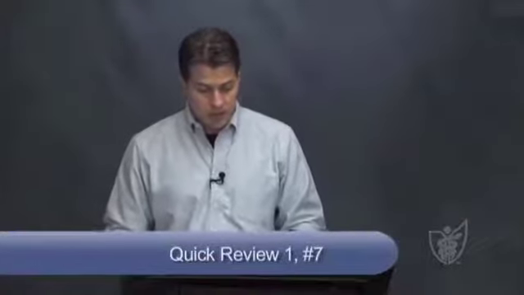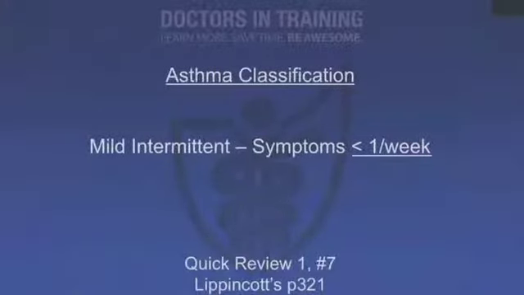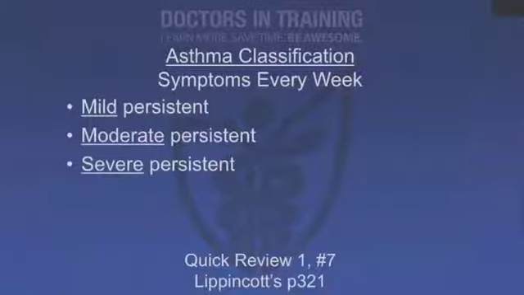Number 7, the classifications of asthma. Just to briefly review these again, if it's intermittent asthma and you have symptoms such as cough or wheezing occurring less often than once a week, it occurs intermittently, that's mild intermittent. The next category moves on to persistent. If it occurs at least every week, that's persistent. It's not really going away. So you have mild persistent, moderate persistent, severe persistent, and Dr. Moore did a great job explaining the treatment for these.